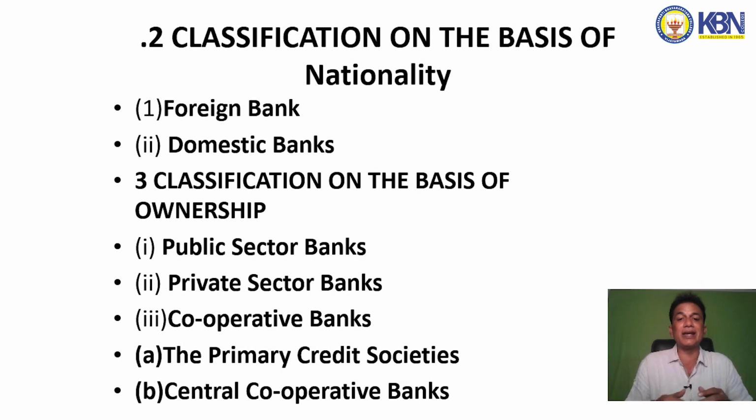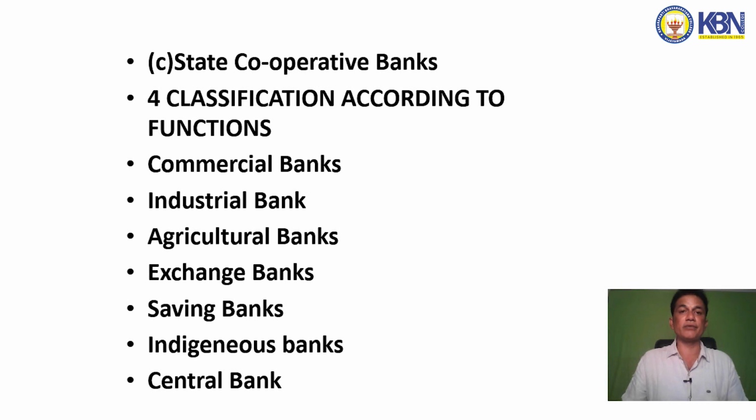In India, a three-tier cooperative banking system is there. One is primary cooperative societies, those who are working at village level, at the grassroots level. Second one is central cooperative banks, that is called district cooperative banks. Third one is state cooperative banks. So in India, the three tiers are primary credit societies, central cooperative banks, and state cooperative banks.